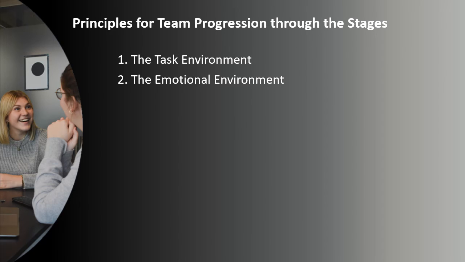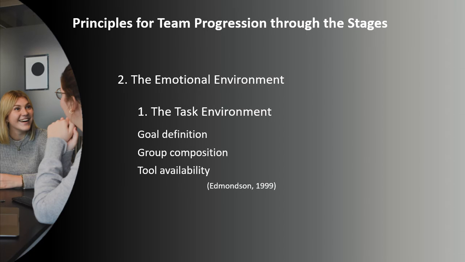So, what are the key principles for groups to progress through the stages? These principles divide into two groups: the task environment and the emotional environment. The task environment refers to the matrix of factors that allow the group to do its best work. The three key factors are goal definition, goal composition, and tool availability.